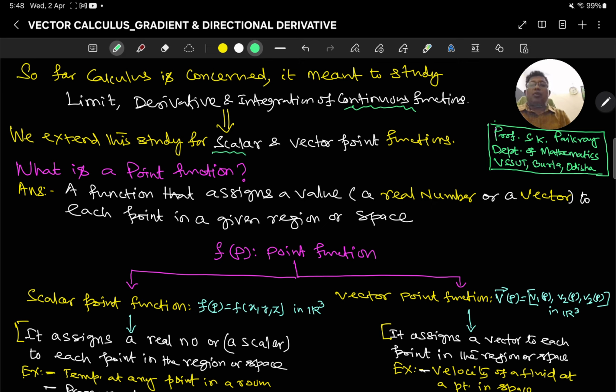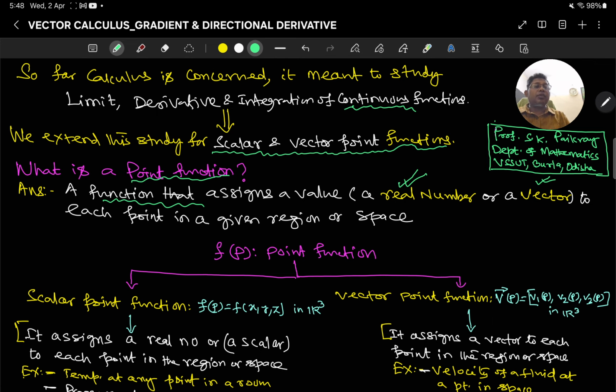Now what is a scalar point function and what is a vector point function? Basically, what do you mean by a point function? A point function is a function that assigns a value. The value may be a real number or the value may be a vector. If it is a real number, then it gives you a scalar point function. If it's a vector, then it will give you a vector point function.